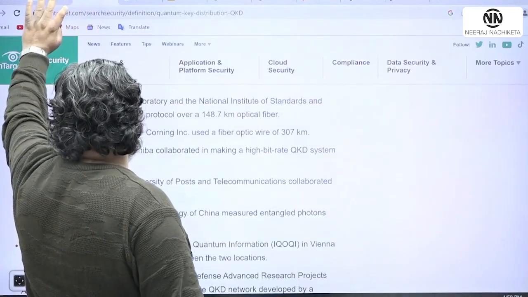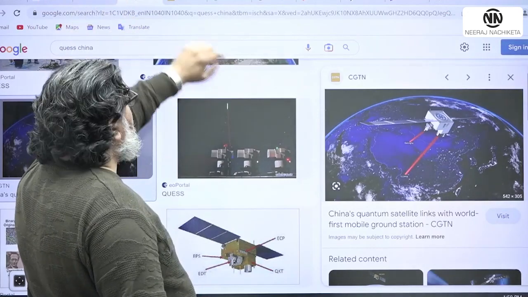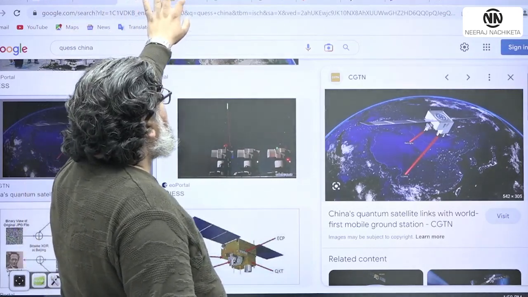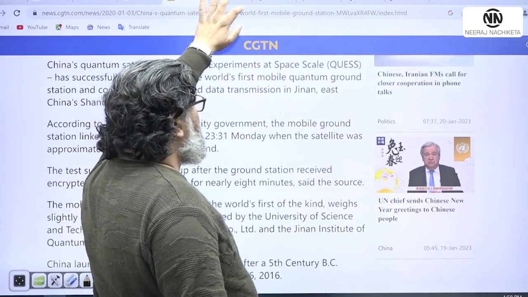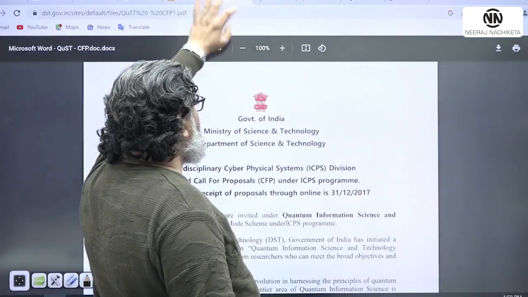What we have tried to do is develop this. I have already mentioned the Chinese quantum experimental space science satellite; we have seen that this is the document.